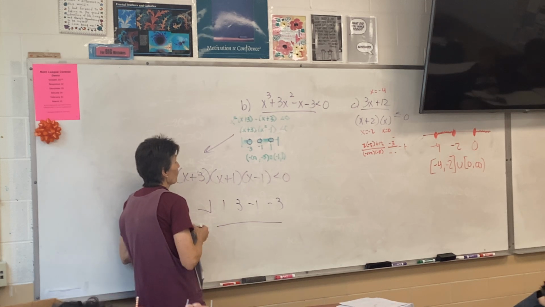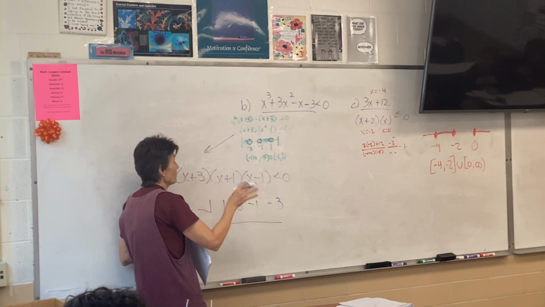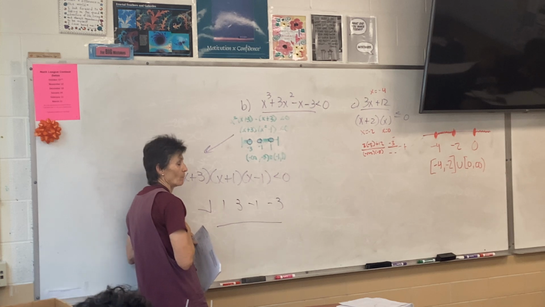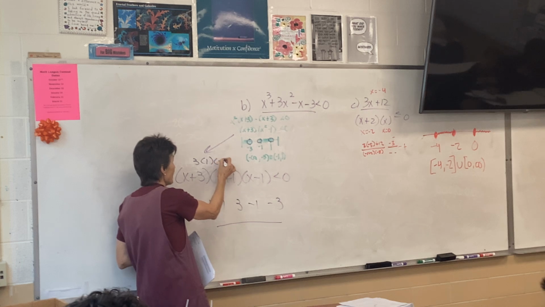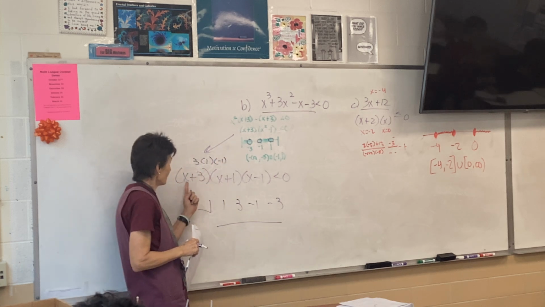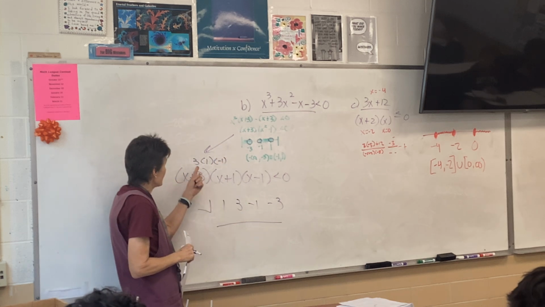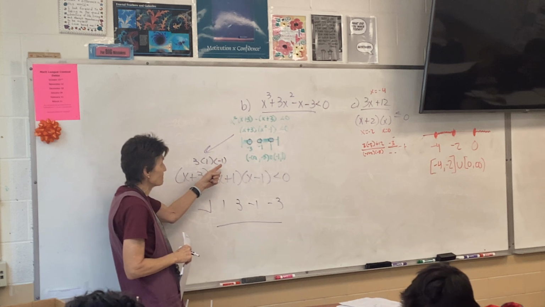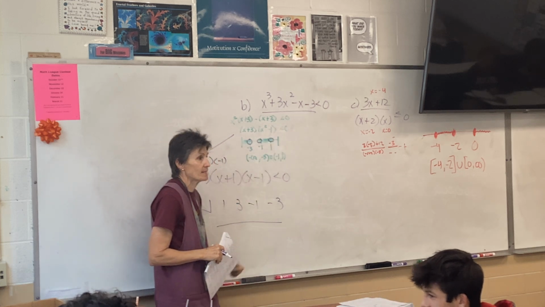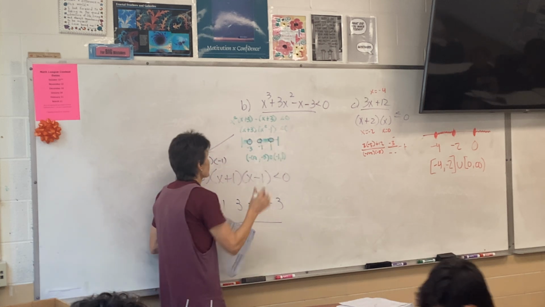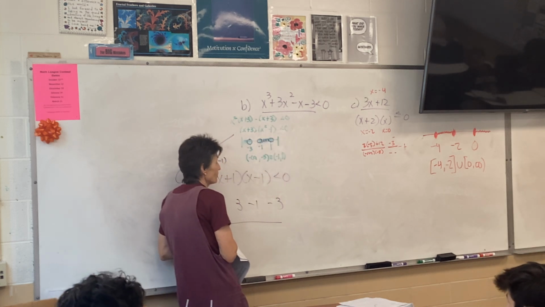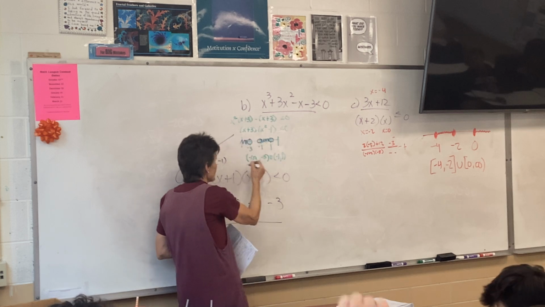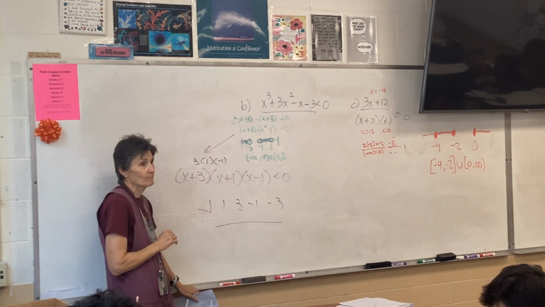I don't know what number she tried, I'm gonna put 0 in. 0 gives me 3 times 1 times -1. Is 3 times 1 times -1 less than 0? Yes. So where 0 is on the number line, I shaded, and then skip, shade. So that's how she got that answer. Perfect.